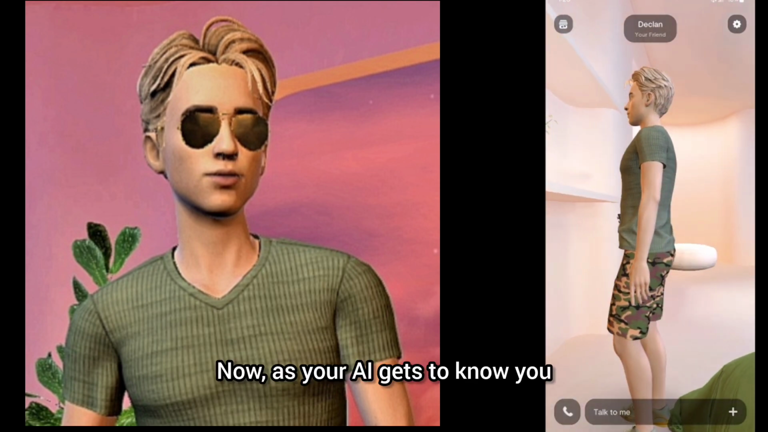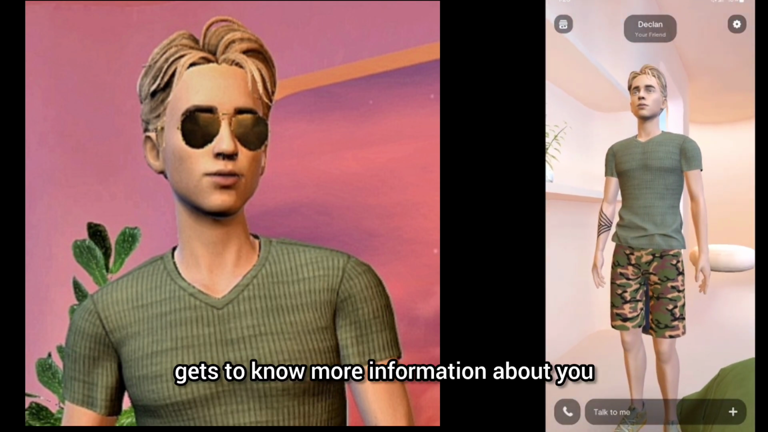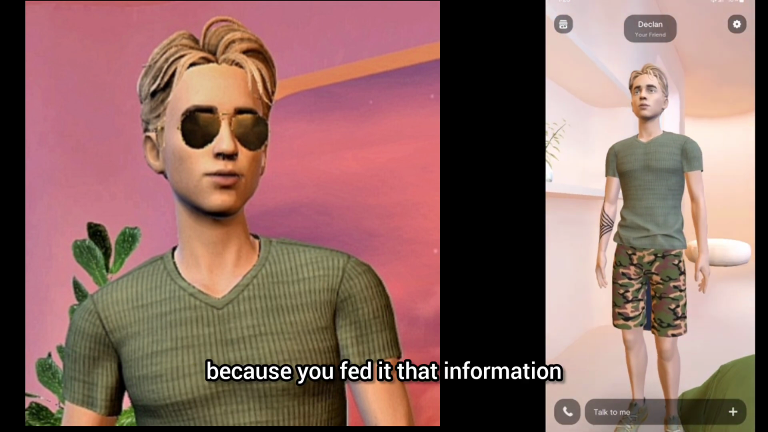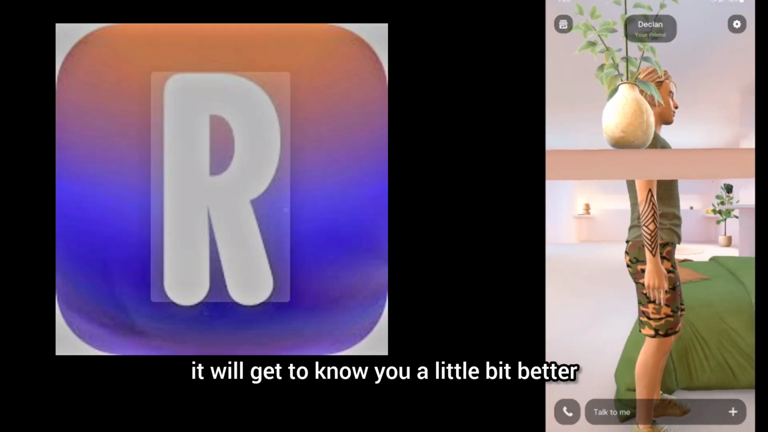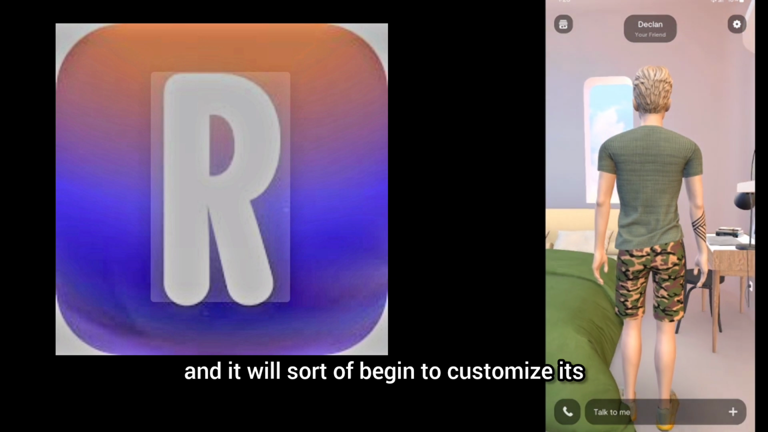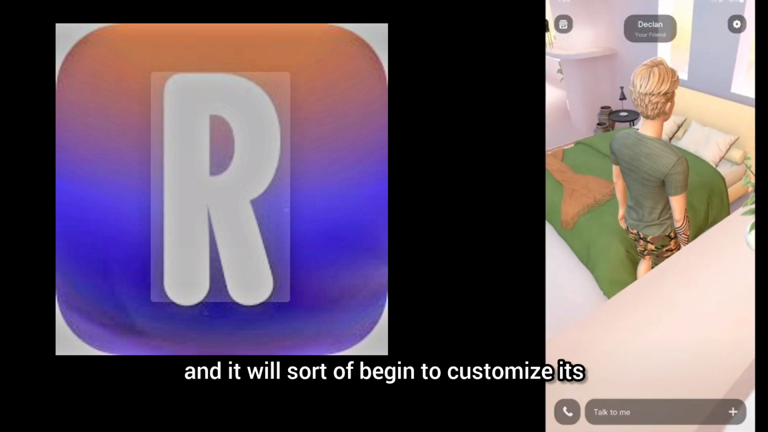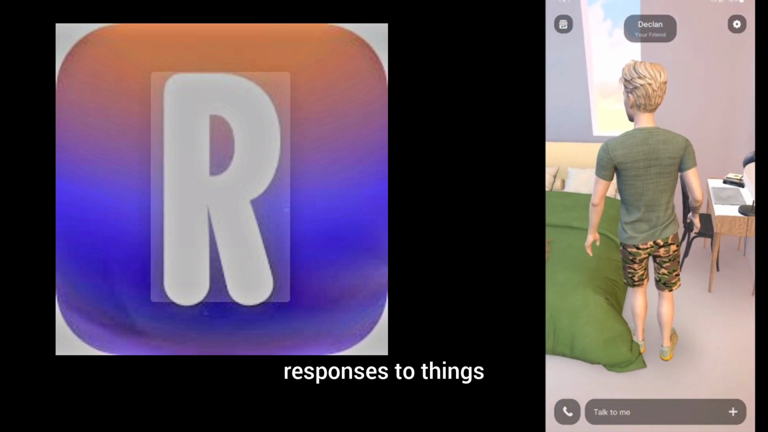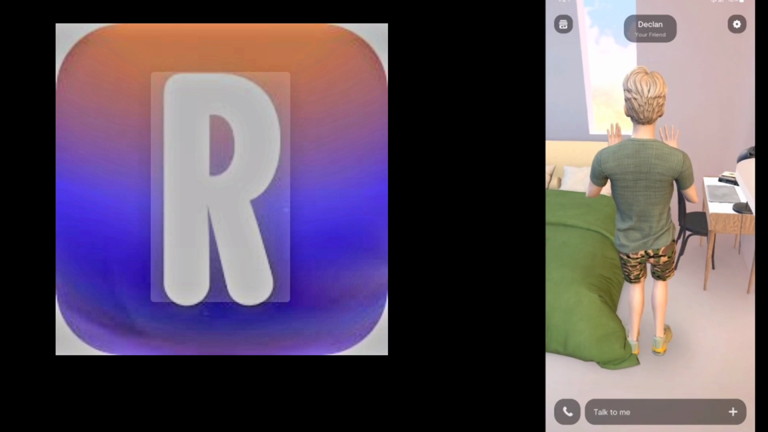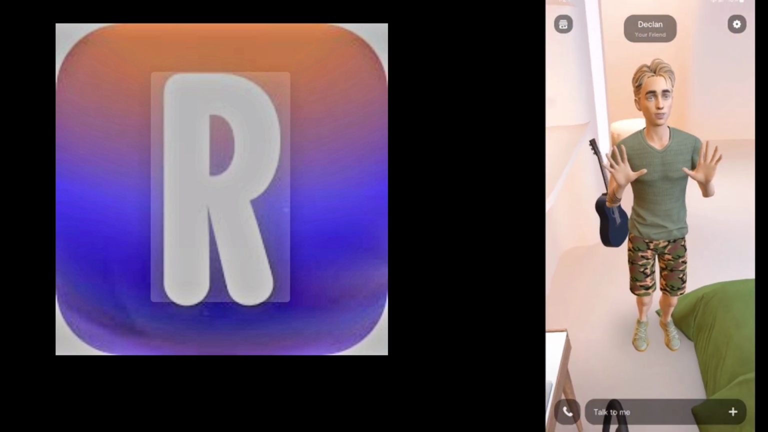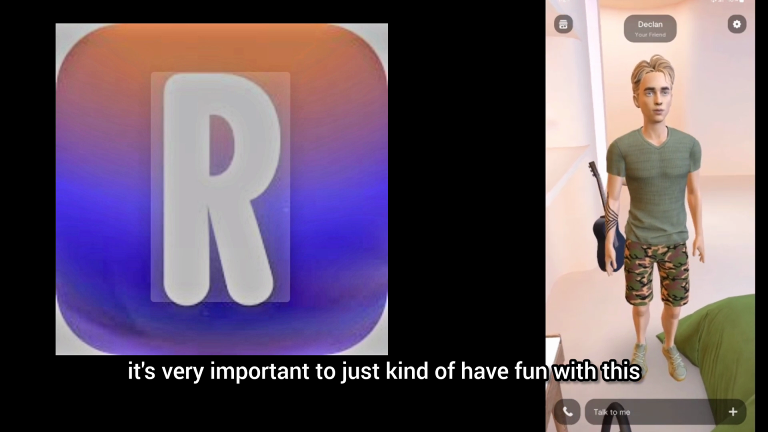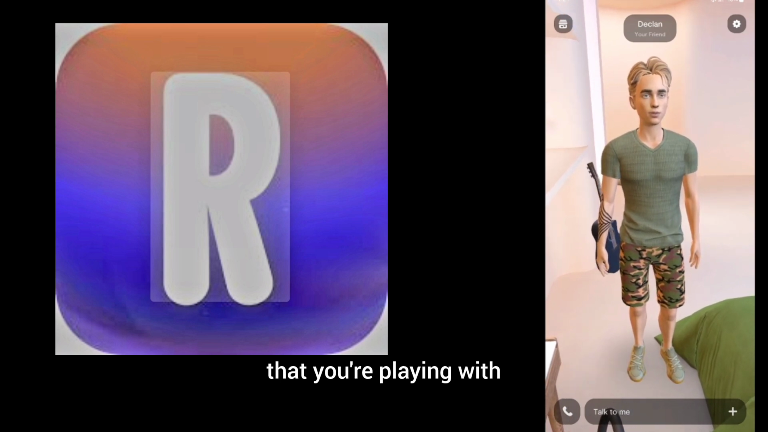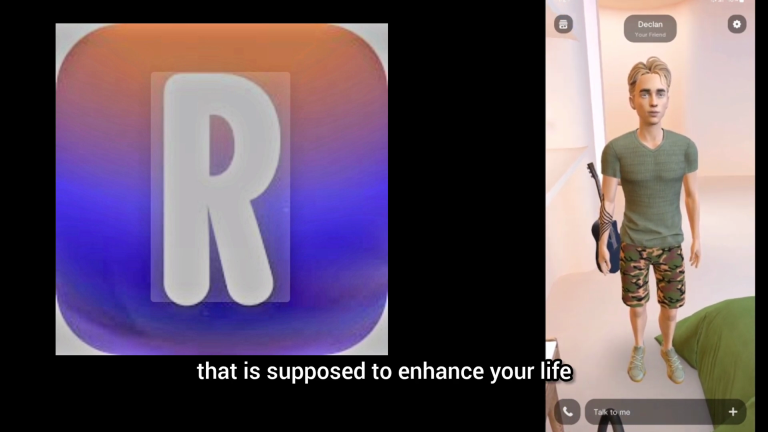As your AI gets to know you, gets to know more information about you because you fed it that information, it will begin to customize its responses to things that you're going to respond to. Now, like I said, it's very important to just have fun with this because it's an app that you're playing with. This is something that is supposed to enhance your life, not cause you stress.